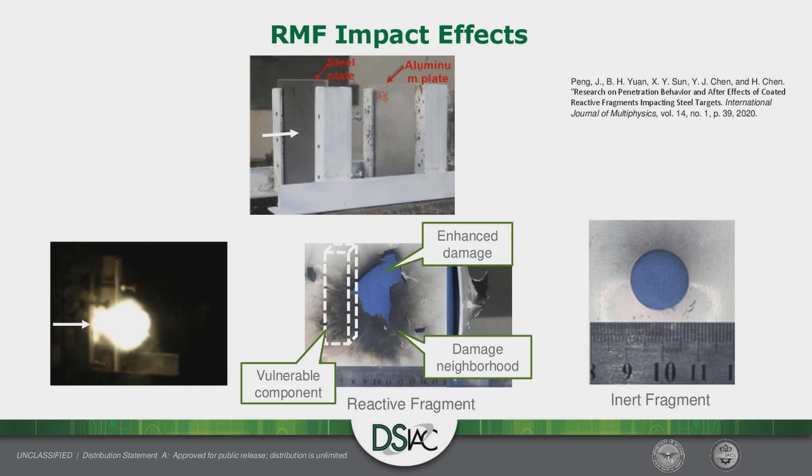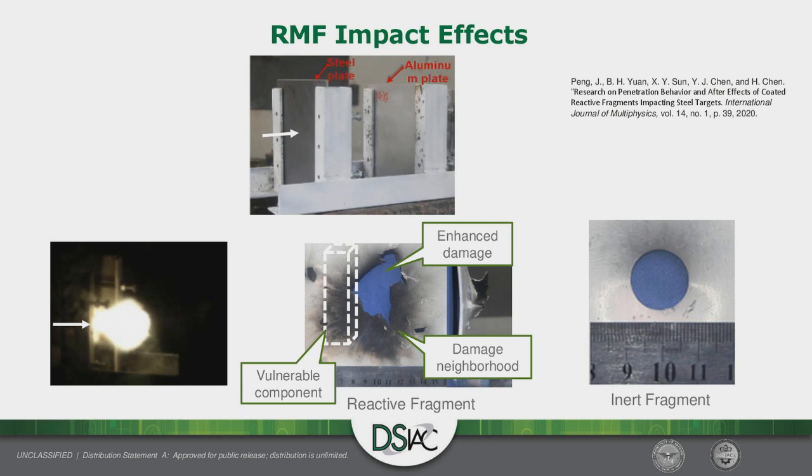And in fact, this test blew a big hole in the witness plate, the aluminum plate downstream, as you can see here. The inert fragment will just produce a nice round hole. These are not to the same scale, of course. This is a scale underneath this one and underneath this one. This is about 4 inches wide or so. So there's a lot of damage done to this thing.